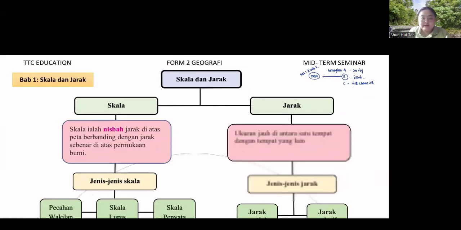So very quickly, in chapter 1 you learn about skala dan jarak, right? Skala, the scale. The scale tells you the relationship between the peta that you have and the real size in life, like how much is the scale, what ratio they have given. All right, and then you are required to calculate jarak.